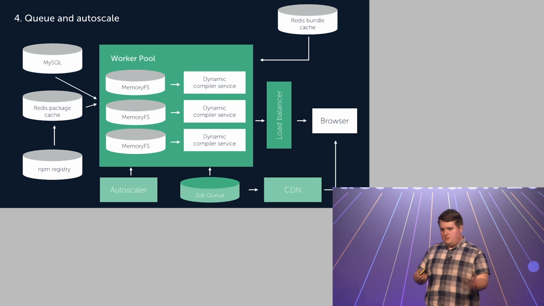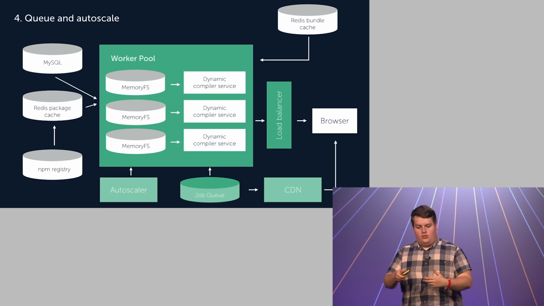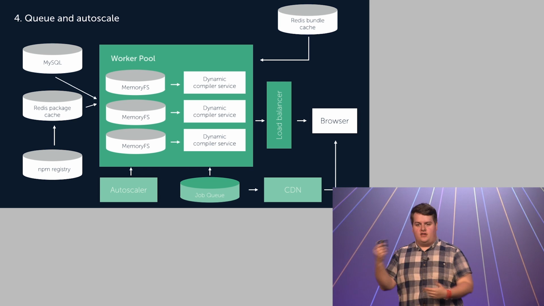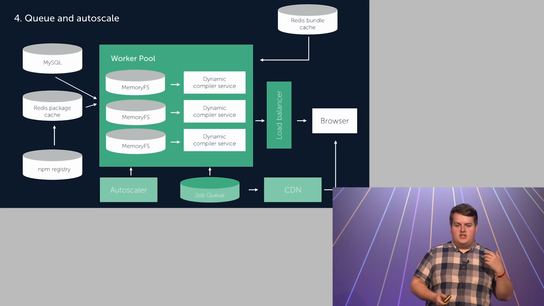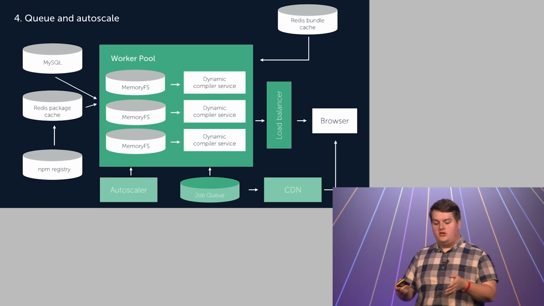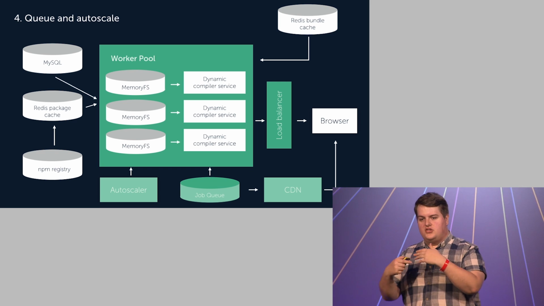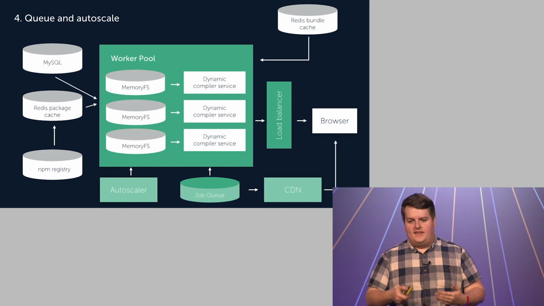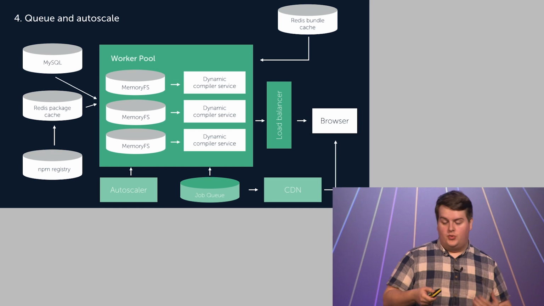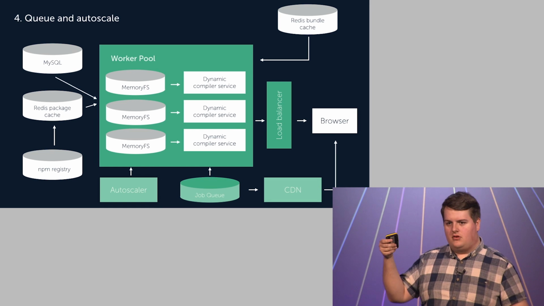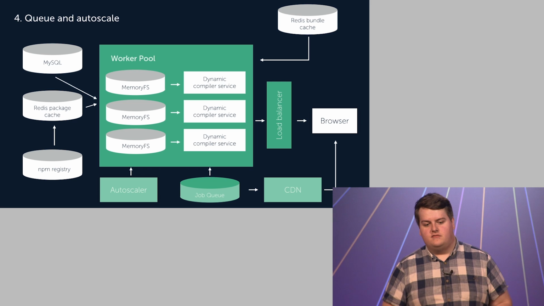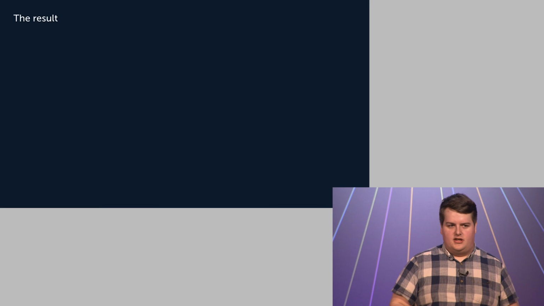This will take those builds, run them on the worker pool, upload them to CDN, and then serve it to the browser. And then we implemented a smart autoscaler, which monitors the size of the job queue, monitors the number of preview requests coming in, and then can scale the number of instances. So we can go from 0 to 100 compiler instances in a matter of minutes. So this is what we architected.